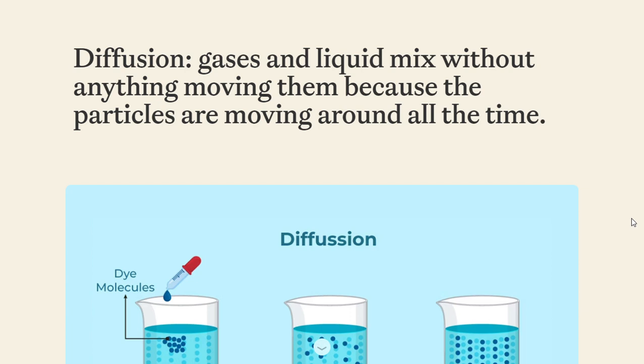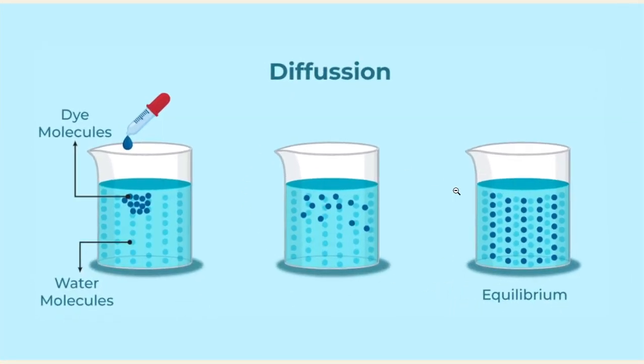In diffusion, gases and liquids mix without anything moving them, because the particles are moving all the time. This is a very good example of diffusion. Here we add dye molecules, and these are the water molecules. After diffusion, they combine, and it is a process in which they become equal.